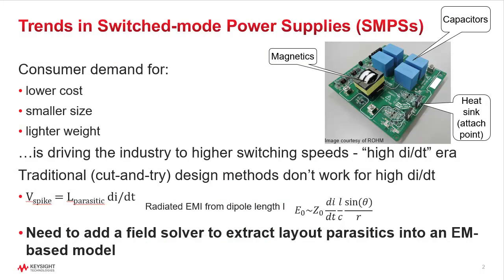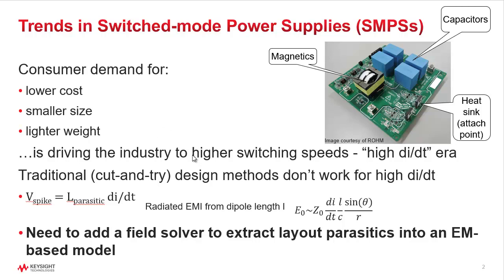So let's first set the scene by looking at some trends in switch mode power supplies. Consumers are demanding a lower cost, a smaller size, and a lighter weight, and that means we have to work on the heaviest, largest, and most expensive components in the switch mode power supply, which is the magnetics, the capacitors, and the heat sinks, which will attach to these transistors. This is a bolt-on heat sink. And you can achieve this by going to wide bandgap semiconductors. These are silicon carbide. And you can achieve a higher di/dt, and that will give you a lower cost, a smaller size, and a lighter weight, it turns out.